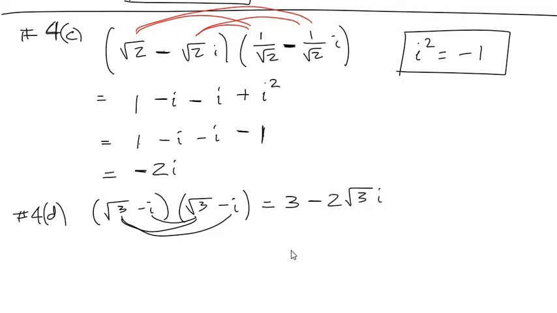Minus 2 root 3i. And finally, from the last terms, a negative times a negative makes a positive, and an i times an i makes an i squared. But remember, i squared is really -1. So we've got, for like terms here, we've got 3 and minus 1, that makes 2. And then we've got the minus 2 root 3i. So there is our answer in a plus bi form.